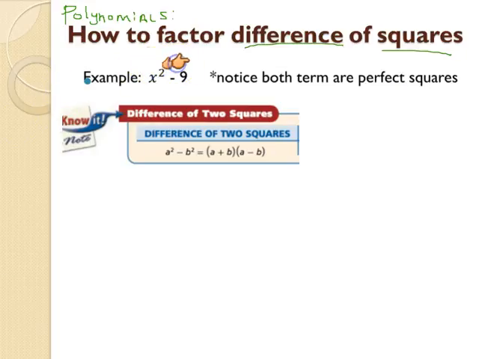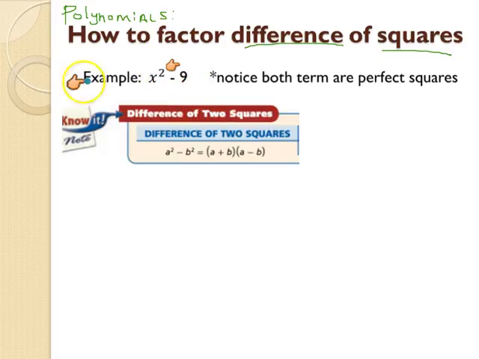x squared minus 9. A couple things to notice here. First, notice that each term is a perfect square. x squared is a perfect square because it's squared. The square root of x squared would just be x, because x times x gives us x squared. A perfect square is when you can take a number and multiply it by itself to get that term. And then minus, because it's a difference of squares, so we've got a minus sign. And then 9. 9 is a perfect square because 3 times 3 gives us 9.